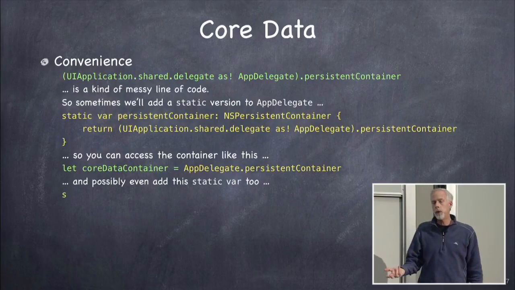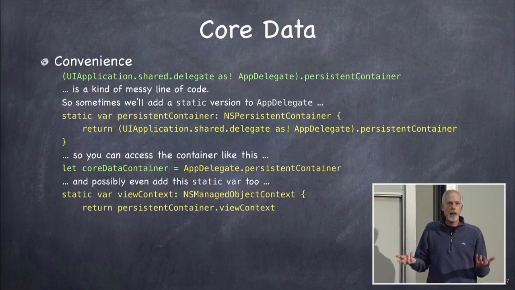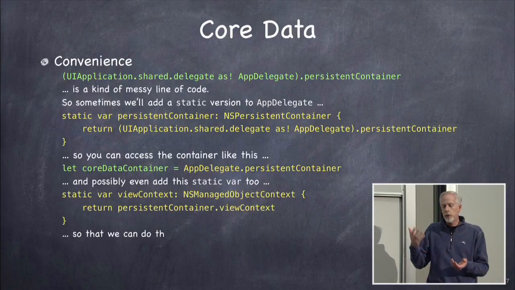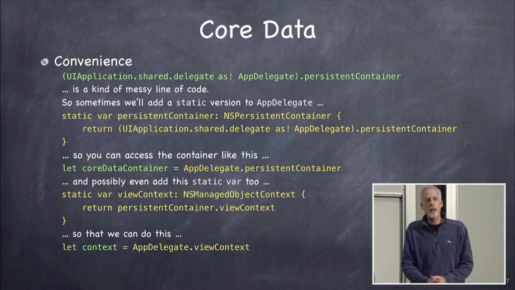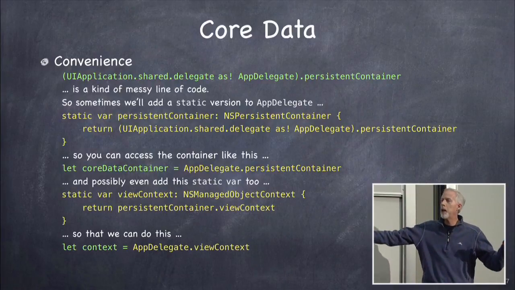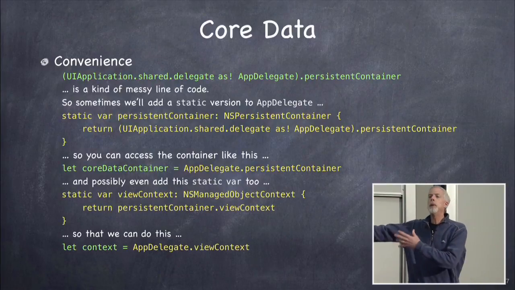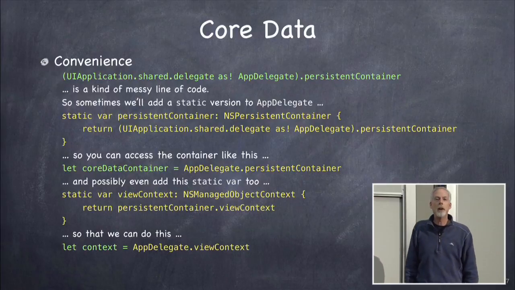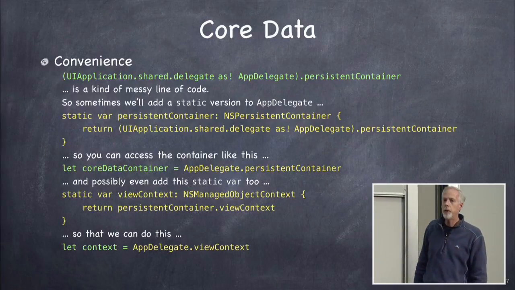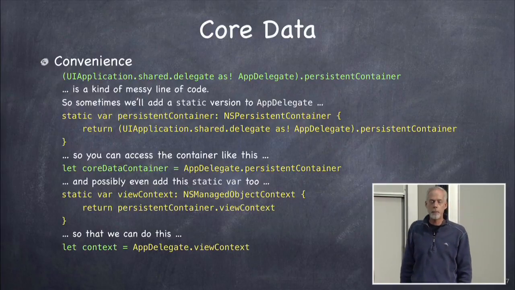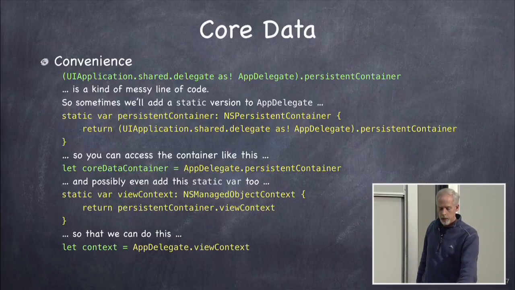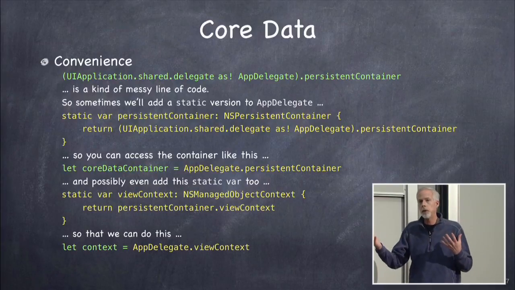And we can do the same thing with viewContext. You might create a static called viewContext. And for the rest of these slides, you can assume I've done this, which is good because typing that long, messy thing would make all my slides spill over the edge. So I'm going to use this shorter version as well. And you're welcome to create these static vars in your app delegate if you want to make your code a little cleaner.